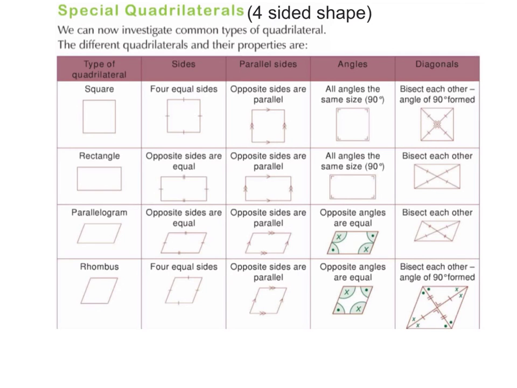All angles are the same size. So we have 90 degrees in each corner. And 90 multiplied by 4 is 360. And the angles in any quadrilateral add up to 360 degrees.